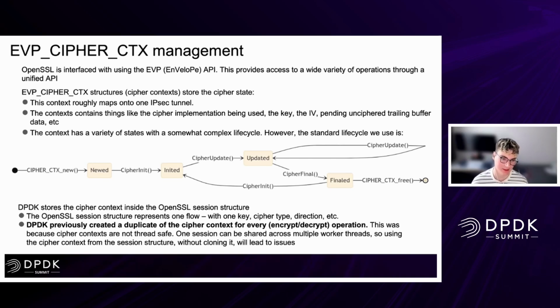DPDK stores these contexts inside the OpenSSL session structure, and this represents one flow. So it has one key, one cipher type, one direction, so encrypt or decrypt. Previously, DPDK was creating a duplicate of the context for every encryption or decryption operation. That was because these cipher contexts are not thread safe. If you try to perform OpenSSL cipher operations using the same cipher context on multiple threads or L cores at the same time, you can get pretty bad results. If you're lucky, you'll get an error. If you're unlucky, you can get unexpected data, which is not really what you want for a cryptography library.